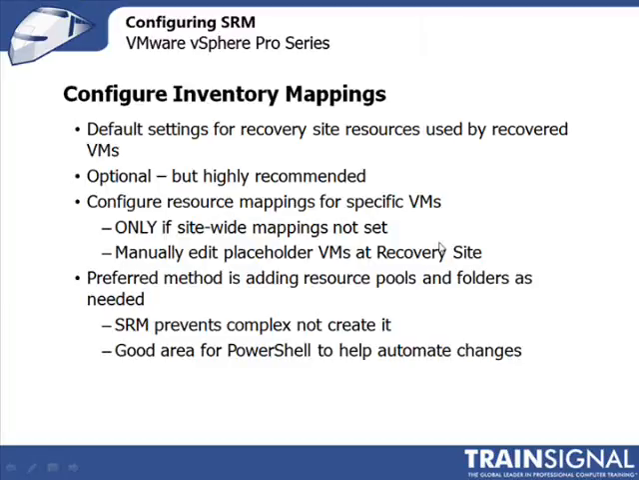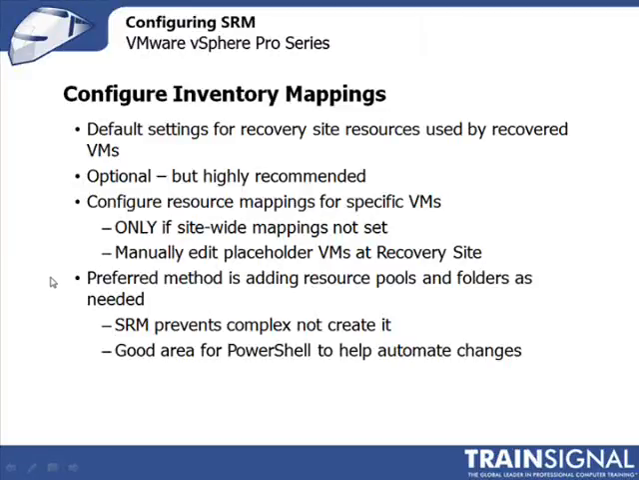If inventory mappings have been established for a site, you cannot override them by configuring protection of individual virtual machines. I'll show you what that means in a second, but at a high level, it means if you want to configure resource mappings for an individual VM, you can only do it if the site-wide mappings have not been set. So like you would see in a default setup, or if someone was to remove all the mappings manually.